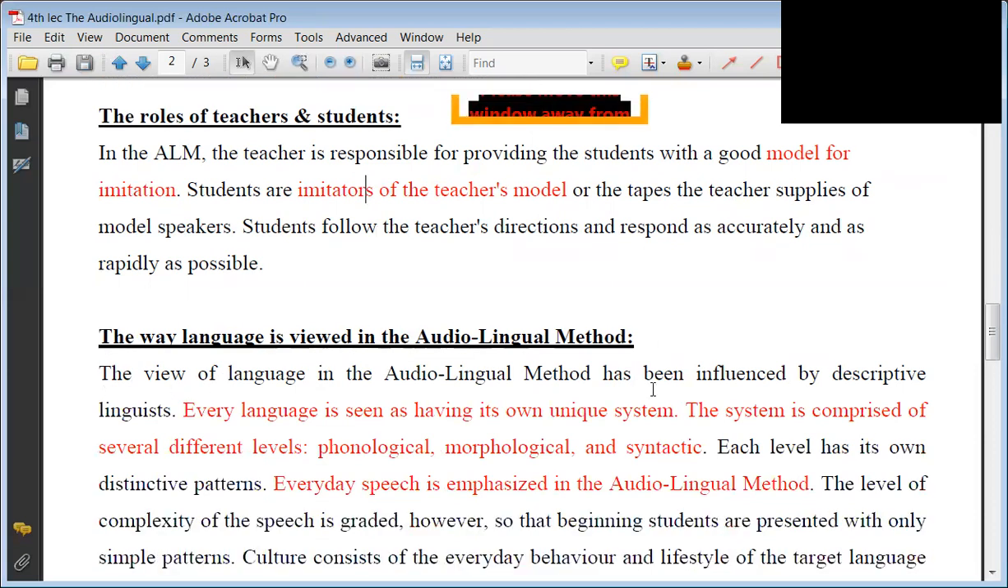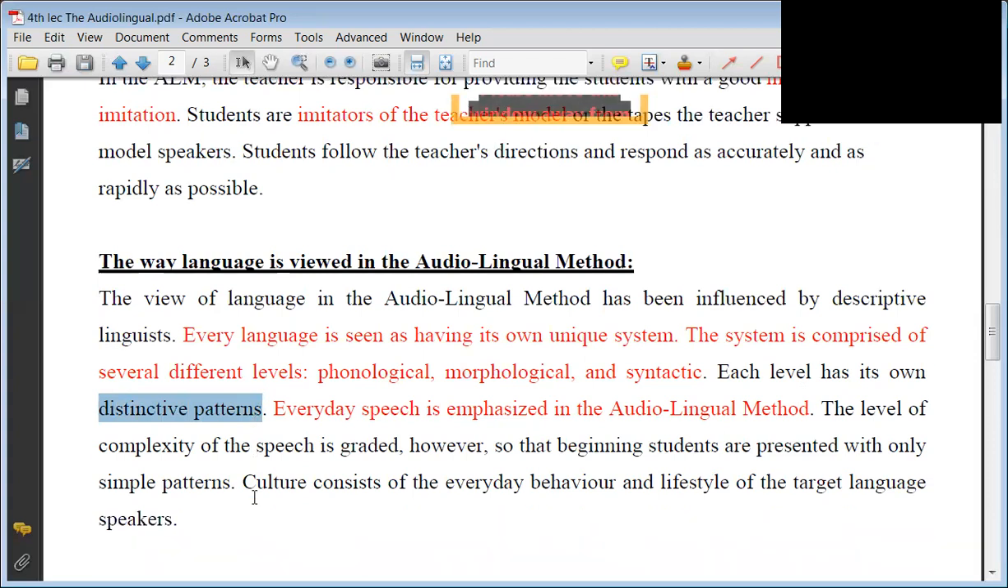The way language is viewed in the audiolingual method. The view of language in the audiolingual method has been influenced by descriptive linguistics. What does that mean? Every language is seen as having its own unique system. The system is comprised of several different levels, for example phonological, morphological, syntax and semantics, and other branches of language. Each level has its own distinctive patterns, so the patterns are very important in this method.